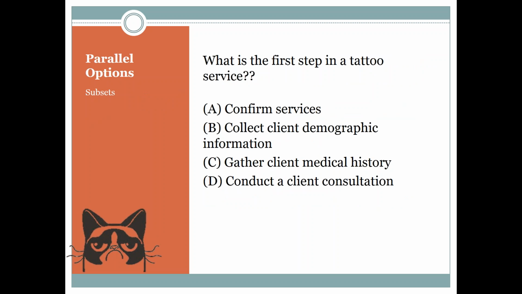Subsets. So again, this is something else we try to avoid, where let's maybe assume that the first or one of the other options are all correct, but there's a more correct option. So for instance, you have confirmed service, collect client demographic information, and gather client medical history. Where any of those three could be correct, your more correct option is conduct a client consultation, which would contain all of A, B, and C. So to correct an option like this one, you would probably want to change A, B, and C, since they are all contained within D.